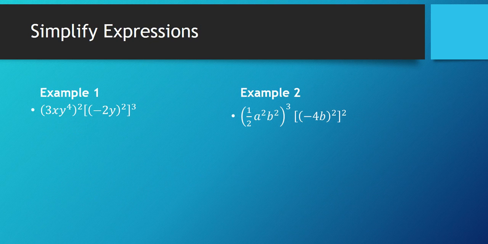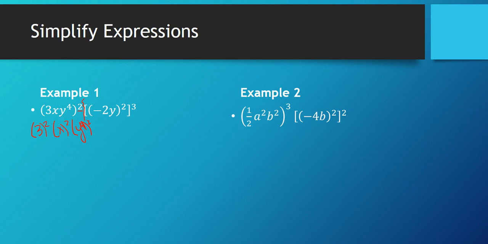Alright, the last thing is these 2 examples, so please try to pause the video and try these on your own, and then come back and see if you do them correctly. Alright, so I'm looking at example 1. I have (3xy^4) squared times (negative 2y squared) to the 3rd. So this is kind of like 2 different parts. I'm going to slowly work through each of them. So in this first one, I have an exponent of 2 on the outside, so that needs to go to each factor. So I'm going to do 3 squared, and then the x has to get squared, and the y to the 4th has to get squared.